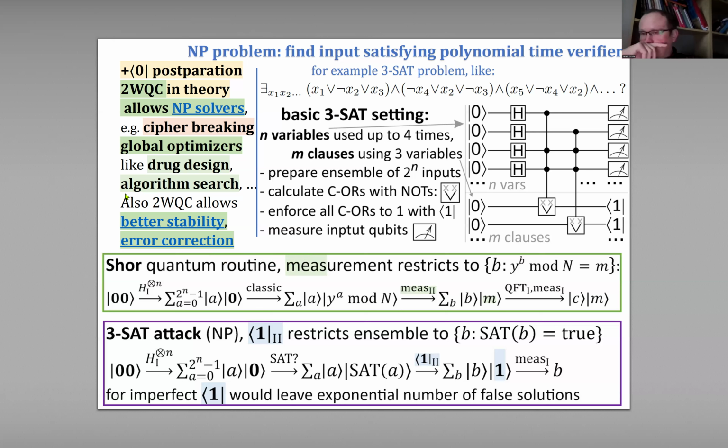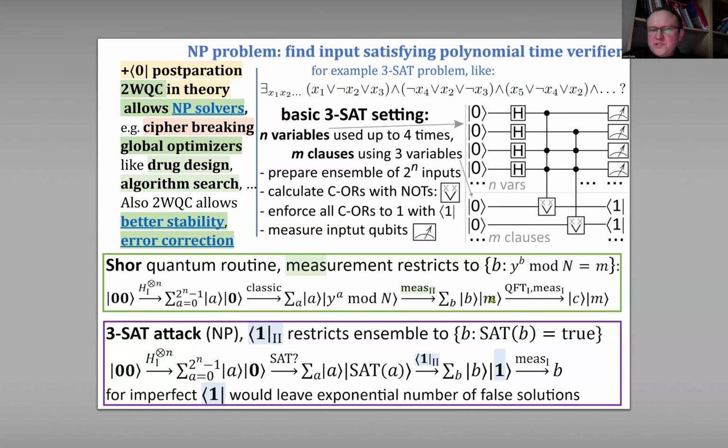Okay, so how to solve NP problems having two-way quantum computers? Here is a simple situation. Let's look at Shor. For Shor, we make Hadamard to get all possibilities like here. Then we perform this classical function, it is Shor's algorithm, and then we just measure this classical function, and then perform some quantum Fourier transform, and it gives us a hint for the factorization problem.